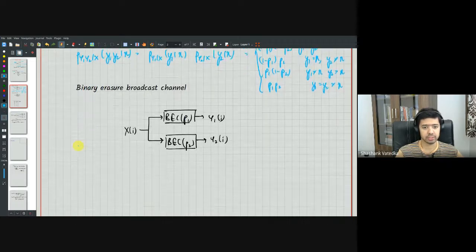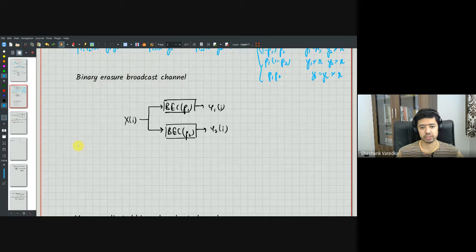So let's take the example of a binary erasure broadcast channel, where basically I replace the two BSCs with two BECs. Right? So in this case, what is the input alphabet? It is binary, right? What are the output alphabets?